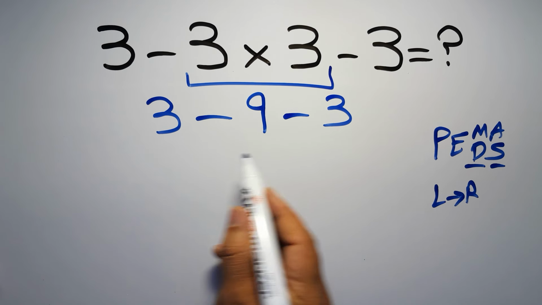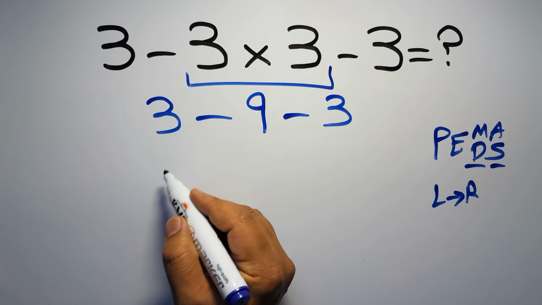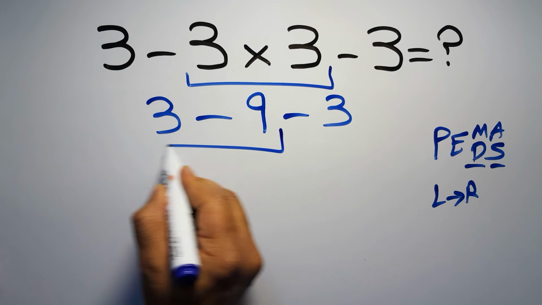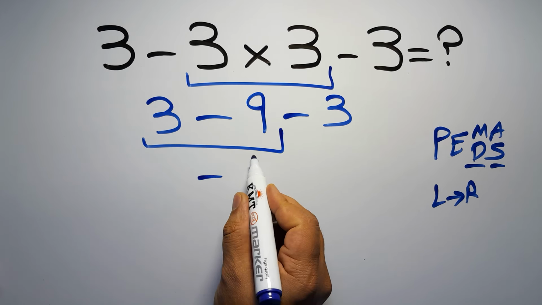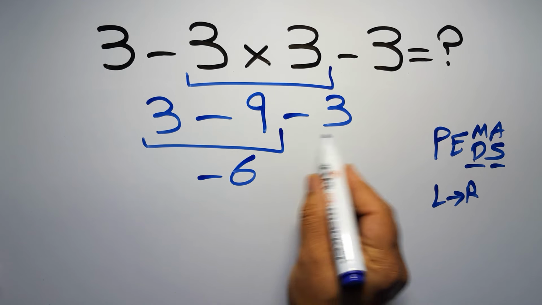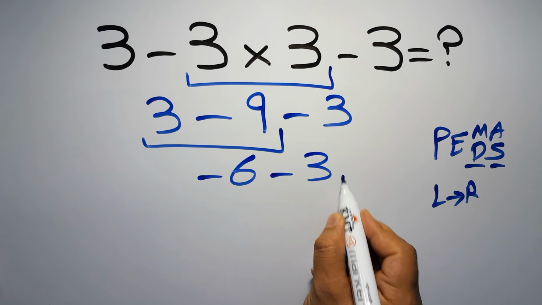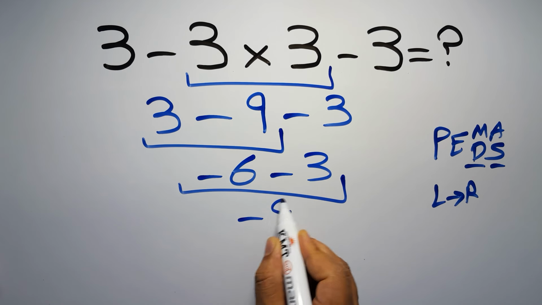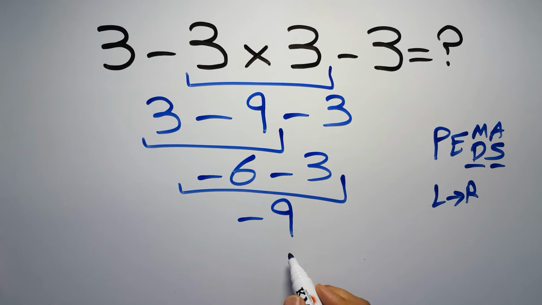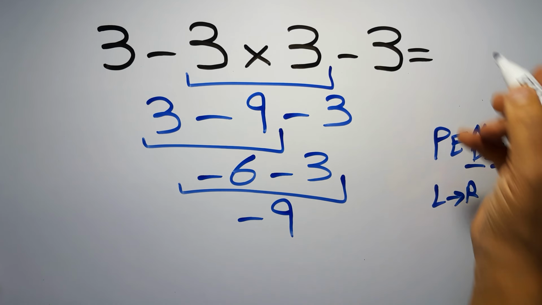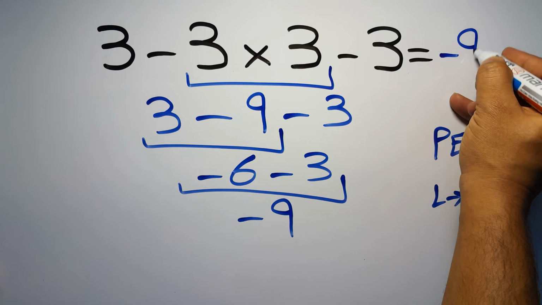from left to right. So here first we have to do this subtraction. 3 minus 9, which equals negative 6. So negative 6 minus 3 equals negative 9. And this is our final answer to this problem. The correct answer is negative 9.